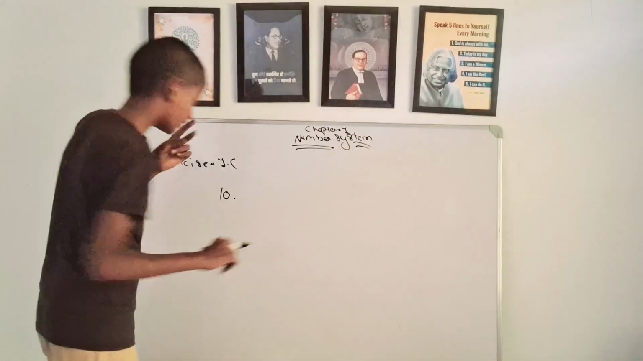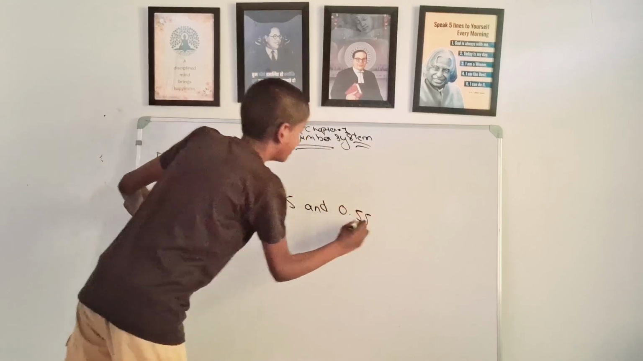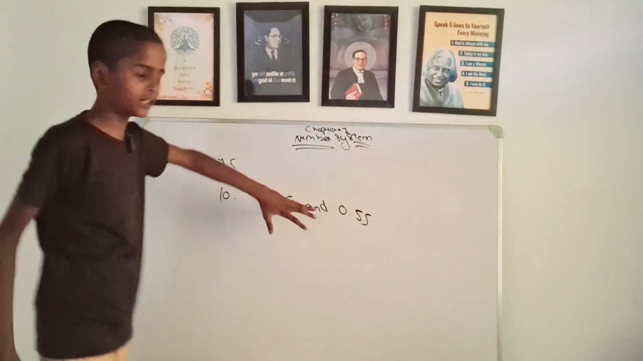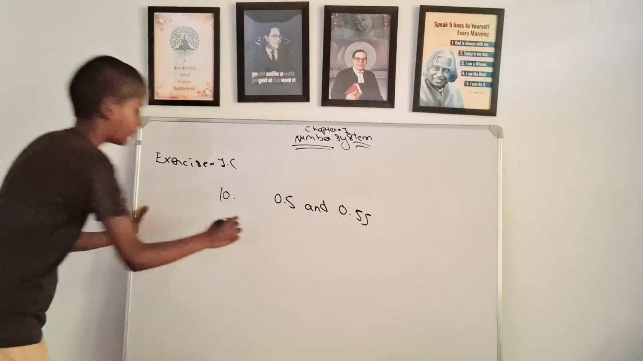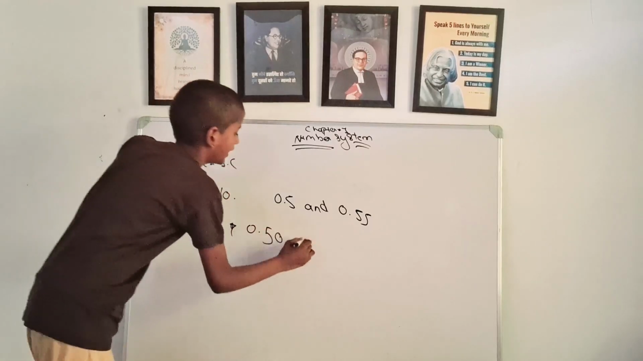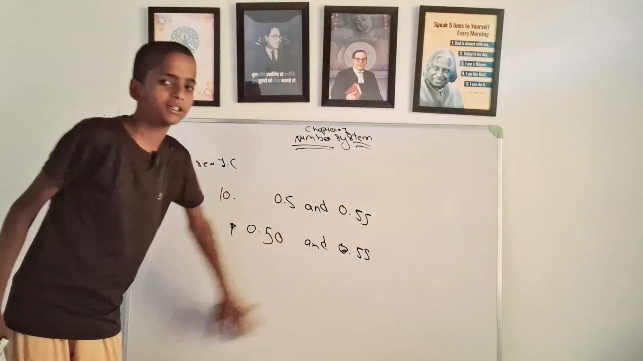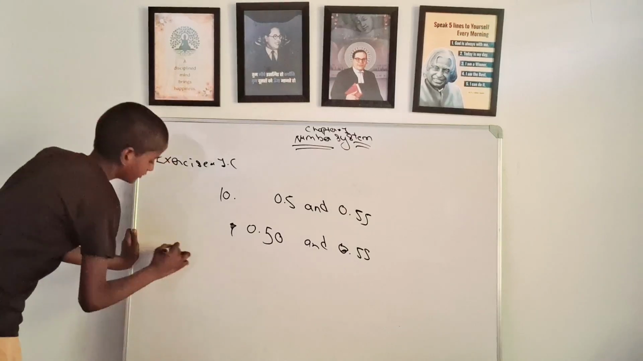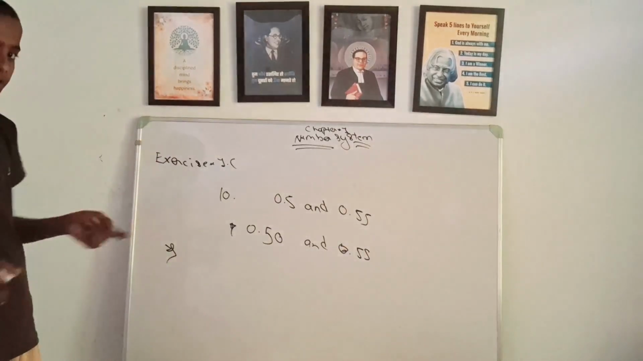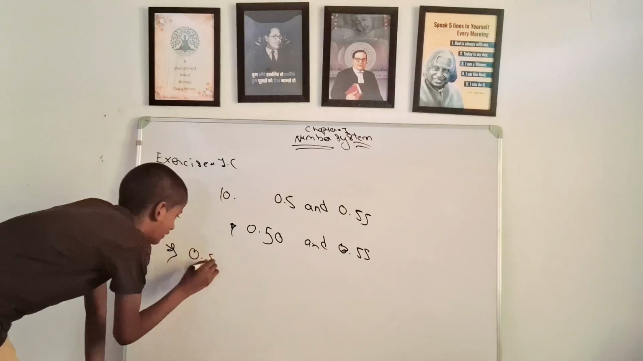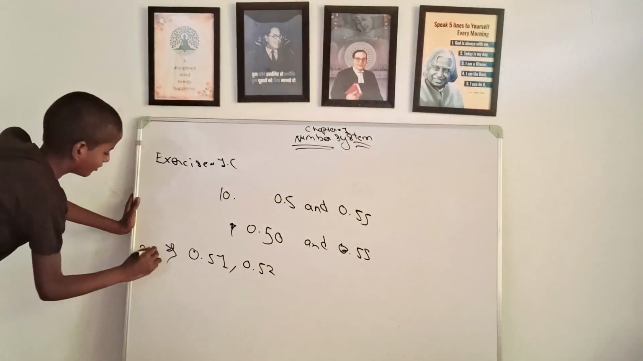Find 2 rational and 2 irrational numbers between 0.5 and 0.55. As we know, after the decimal point the values increase. So let's take 0.50 and 0.55. There are infinitely many rational numbers lying between them, but we can only choose 2. So 0.51 and 0.52 are our rational numbers.